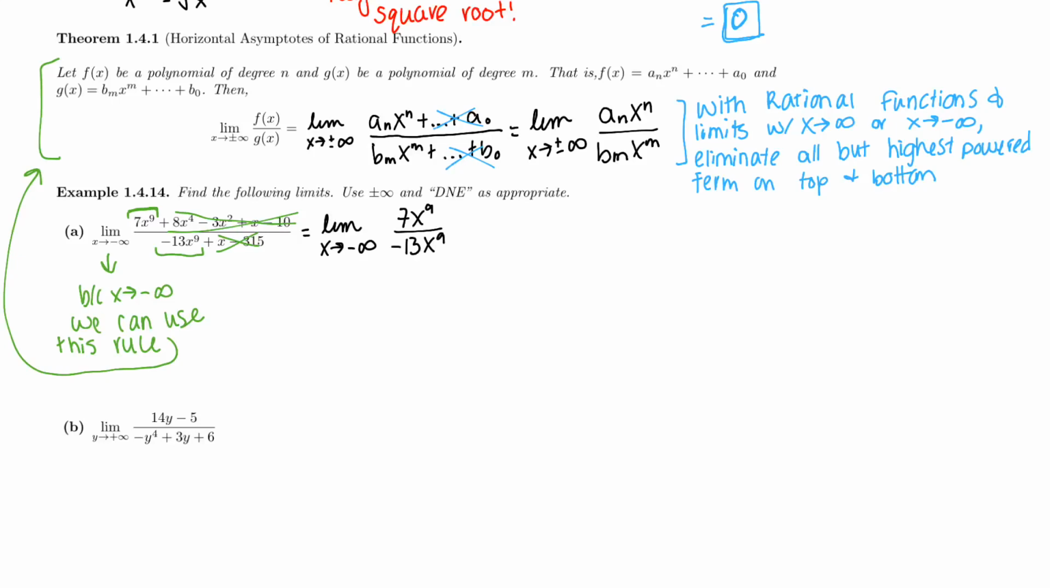But wait, you can simplify at this moment. So you eliminated everything but the highest and lowest powers. Now you can simplify. Right? Because these x to the ninths will cancel. So you have the limit as x approaches negative infinity of 7 over negative 13. And the limit of a constant is just the constant itself. So your answer here is negative 7 over 13.